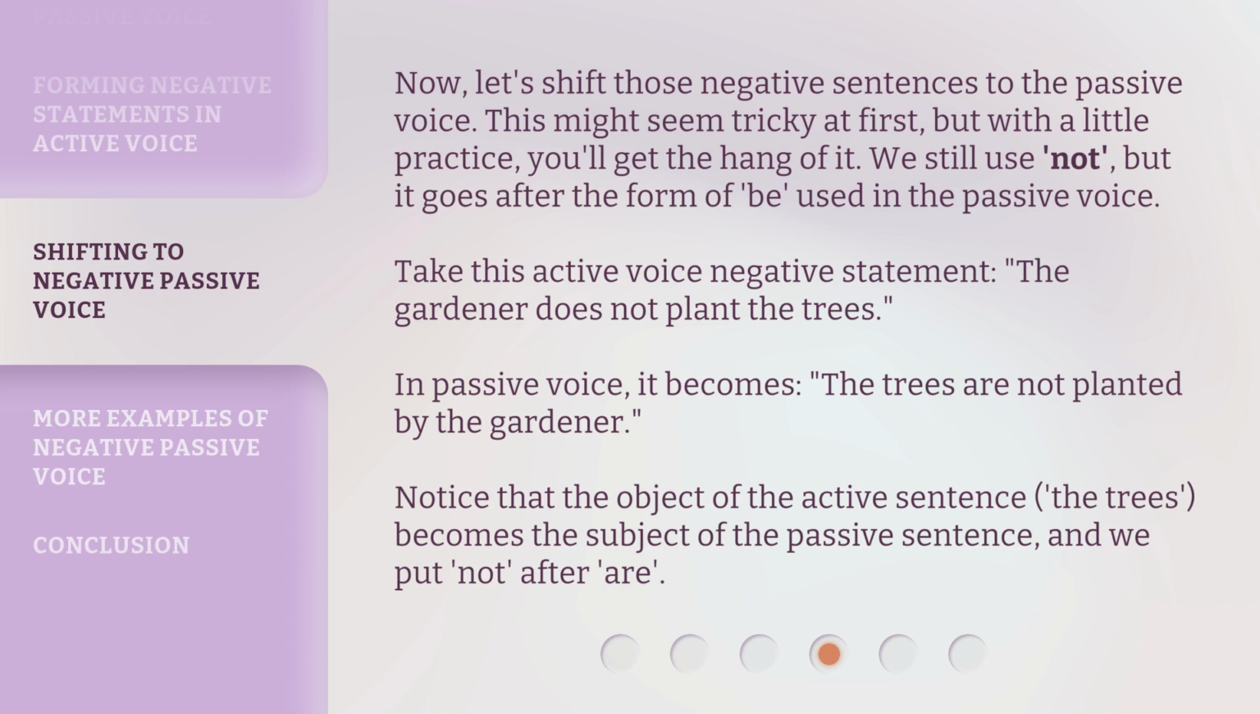Take this active voice negative statement. "The gardener does not plant the trees." In passive voice, it becomes, "The trees are not planted by the gardener." Notice that the object of the active sentence, the trees, becomes the subject of the passive sentence, and we put "not" after "are."